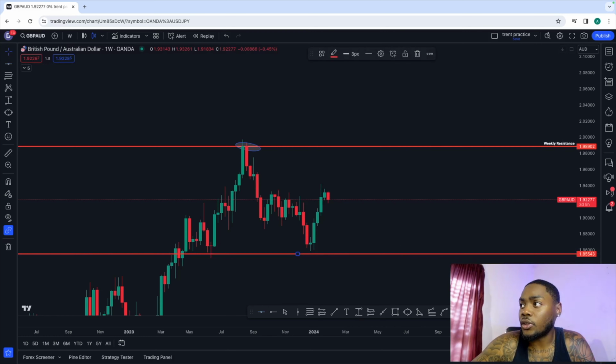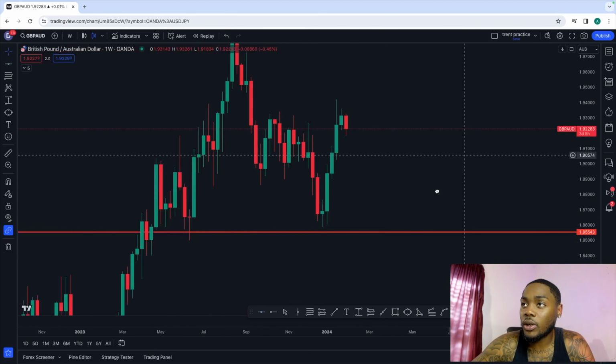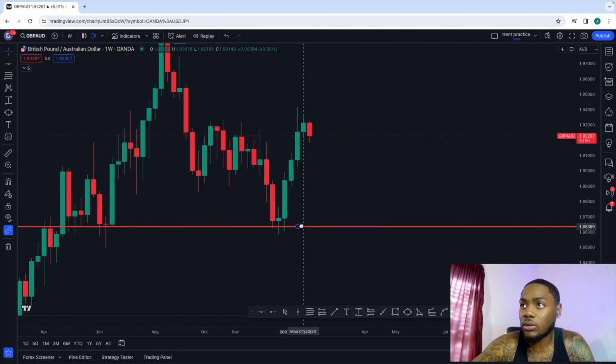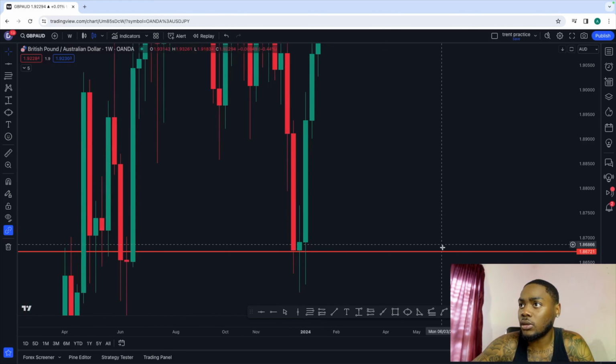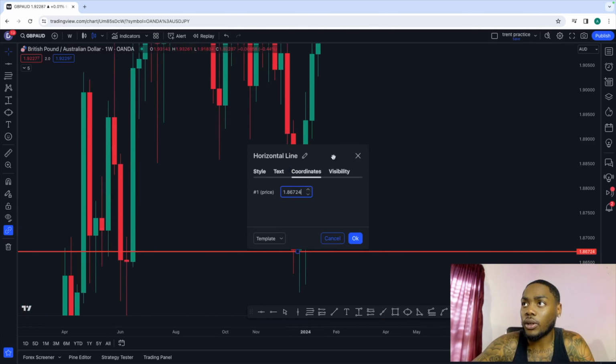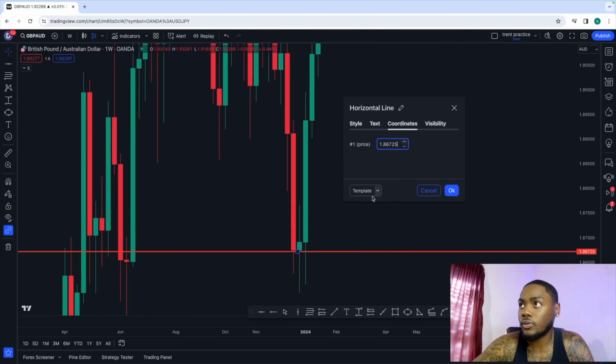We're going to get directly on the open of these candles by the pip. We're going to be very detailed, and we're going to try to get to the nearest quarter point. If you guys don't know what quarter points is, please leave it in the comment section.